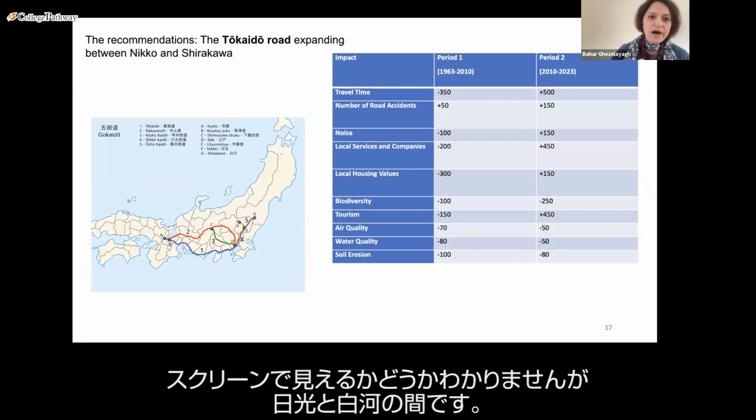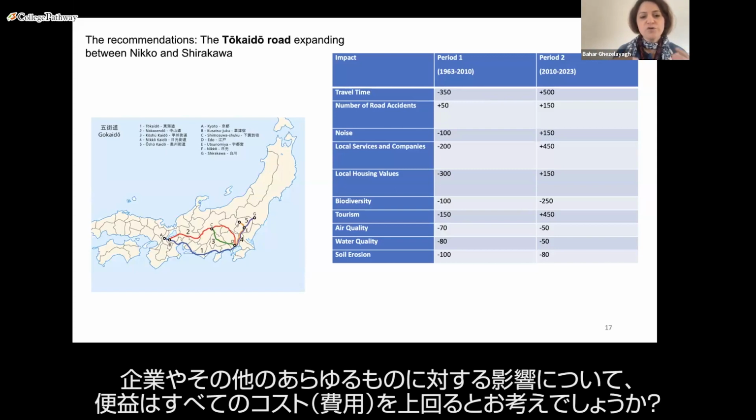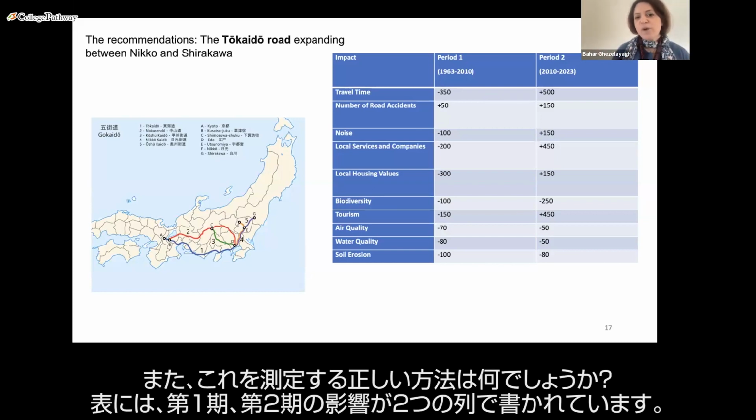Between Nikko and Shirakawa, points E and G, they want to expand the road. And they're asking you, can you say yes or no? Do you think the benefits, the impacts for businesses, for everything else is going to outweigh all the costs? And what is a correct way for us to measure this?